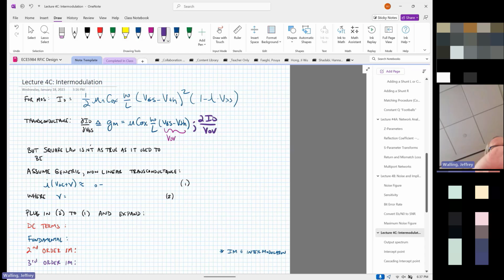And we have yet a third version, which is 2 times ID times mu times Cox times W over L. I should strike from the record the N up there. It doesn't matter whether we're using an NMOS or a PMOS. The equations are all the same.